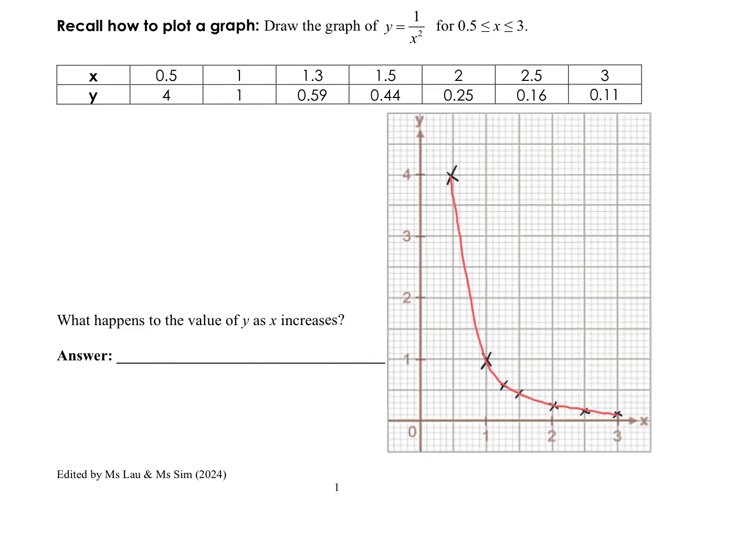So this is how the curve looks like. y equals 1 over x squared.